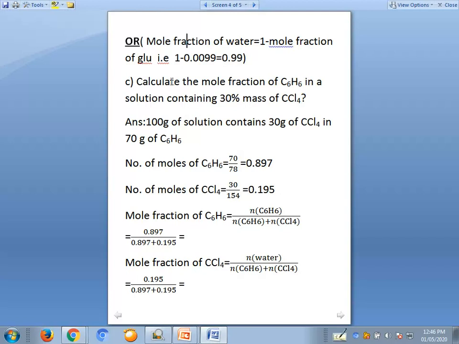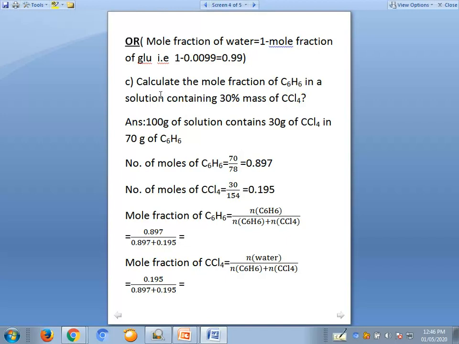Now, what is the problem? Calculate the mole fraction of C6H6, that is benzene, in a solution containing 30% mass of CCl4, that is carbon tetrachloride. Now this is a little bit changed in the problem, right? So they have not given the quantity of solute and solvent, they have given what? The percentage of CCl4 in benzene.